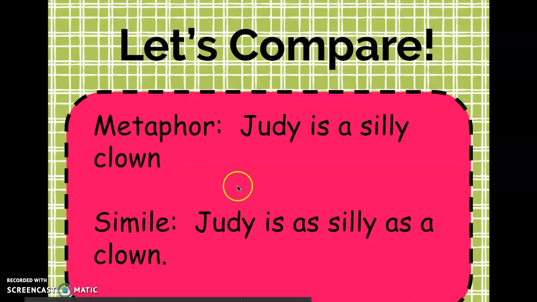So our metaphor is Judy is a silly clown, and our simile is Judy is as silly as a clown. So take a second and see if you can come up with the difference between the two. In the metaphor, I'm saying Judy is defined as a silly clown in this one, whereas in the second, she is compared to a silly clown.